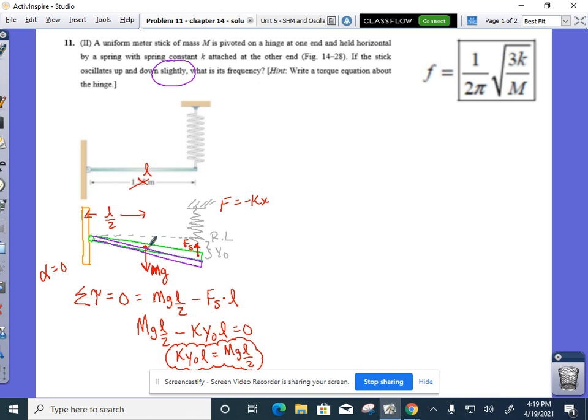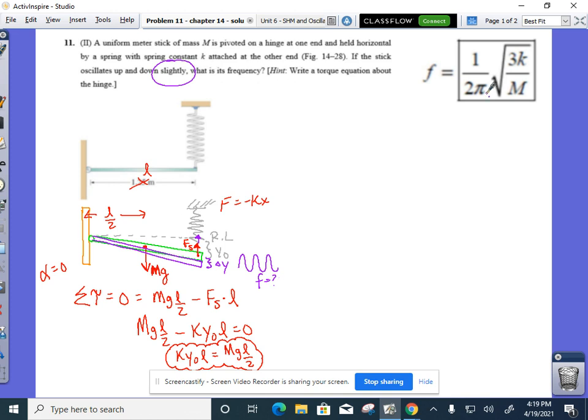All right, let's take a look at the second part. I pull it down a little bit further. I stretch it another distance. I'm going to call that delta y, which means the force from the spring is going to have to increase a little bit, right? So that force becomes a little bit bigger. I've stretched that spring further. When I let this thing go now, it's going to oscillate up and down, just like a typical mass on a spring, with some frequency. And that's my goal, is to come up with that equation.